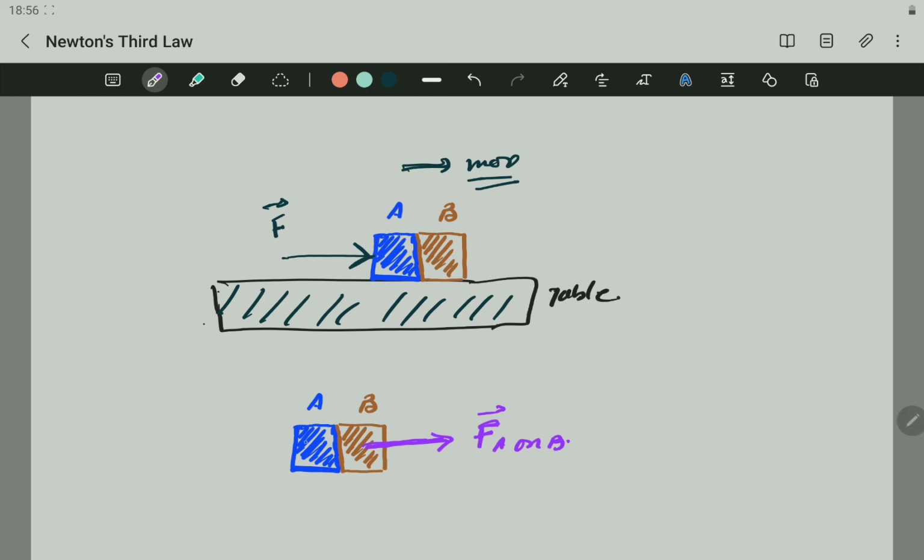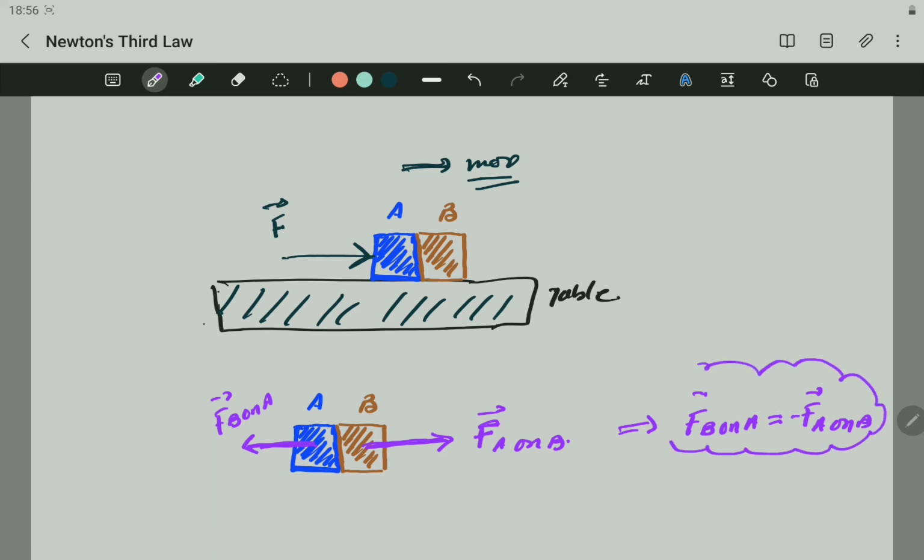And object B at the same time is pushing object A in the opposite direction. This is force from B on A. What you need to know, force from B on A must be equal in magnitude to force A on B, but in opposite direction. This is the action-reaction pair.